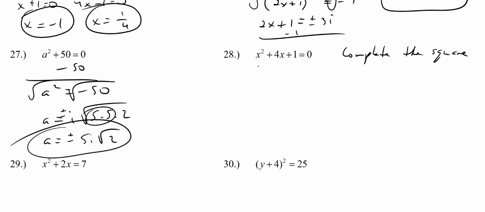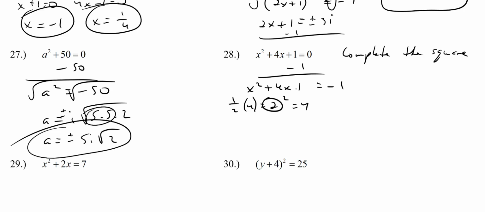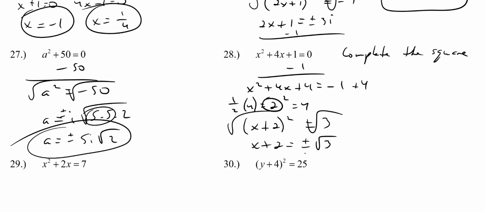Okay, so we got half of 4. Oh wait, it's getting a little late here, I guess. I'm making a couple mistakes. So I'm going to subtract 1 first. And so I get x squared plus 4x equals negative 1. So half of 4 equals 2. Circle, square it, equals 4. So you add 4 to both sides. And remember, it's (x plus 2) squared equals 3. All right, that's cool. Take the square root of both sides. So it's x plus 2 equals plus or minus root 3. And the last thing is subtract 2 from both sides. So x equals negative 2 plus or minus the square root of 3.